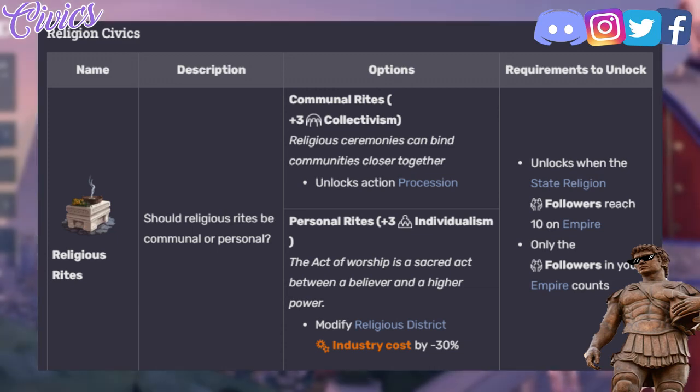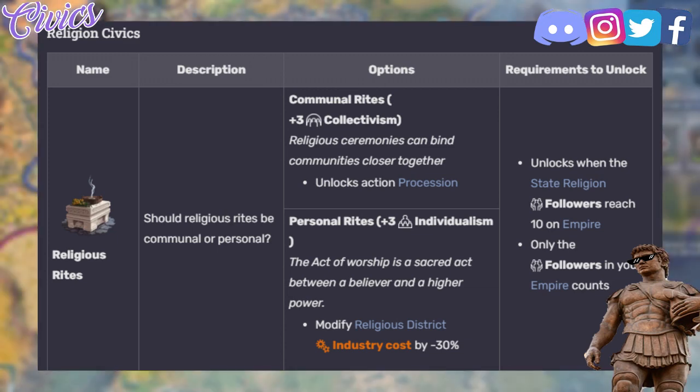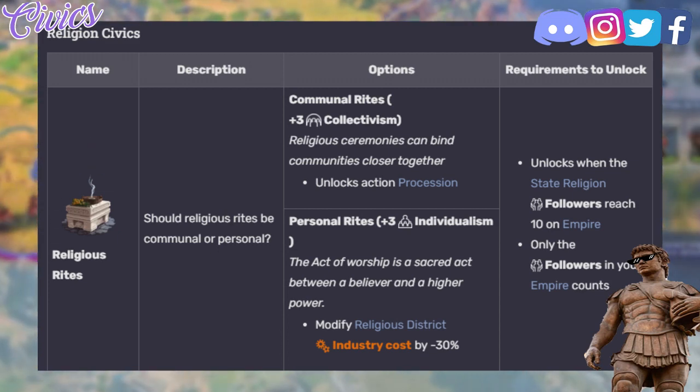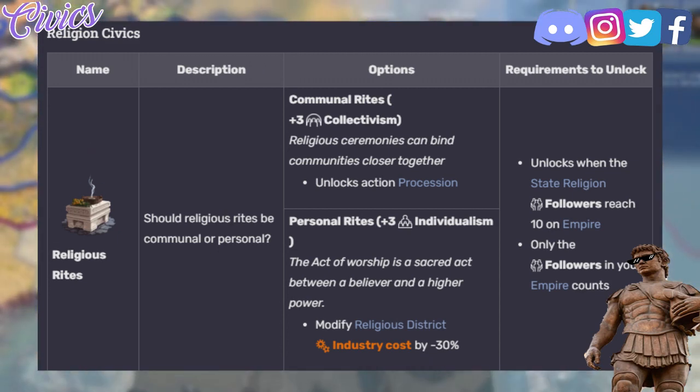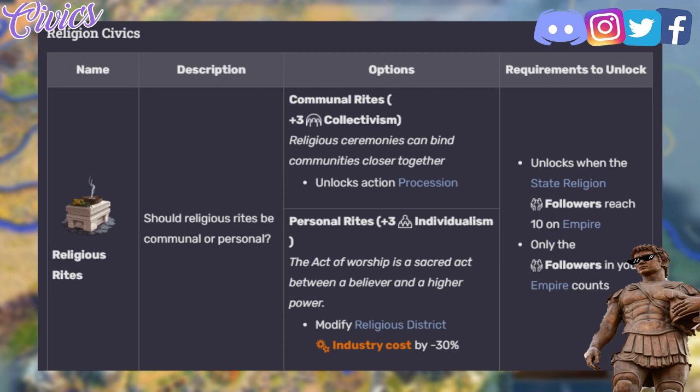Option B, personal rights, +3 individualism: the act of worship is a sacred act between a believer and a higher power. Receive modify religious district industry cost by -30%. Unlocks when the state religion followers reach 10 on empire. Only the followers in your empire count.